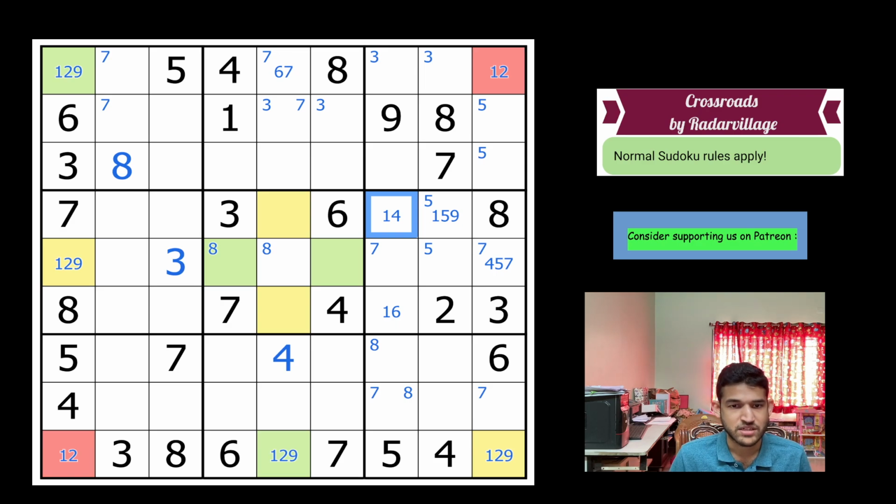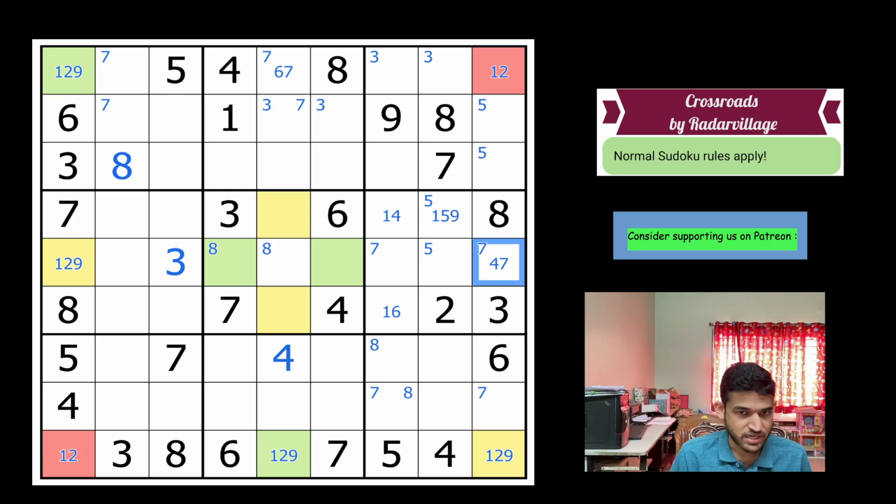Wow, this is nice. 5 and 9 are knocked right out of these two cells, right? Why is there a 5 here? I didn't eliminate that. There is a pointing pair of 5s in here. So this means this cannot be a 5. That's a 4 or a 7.